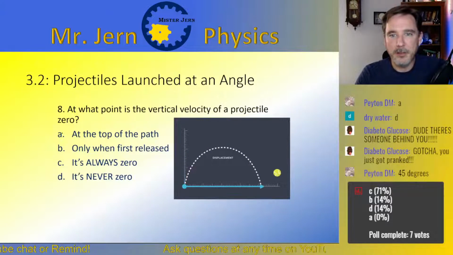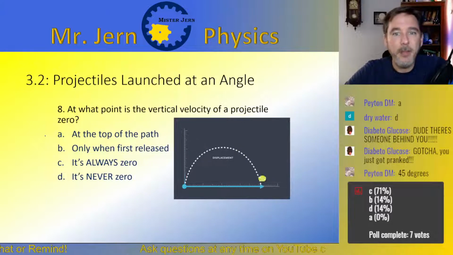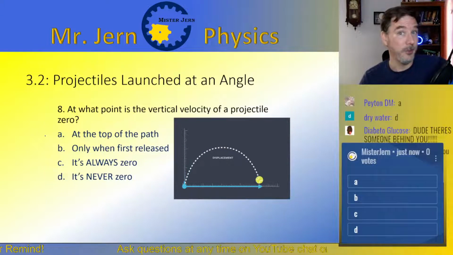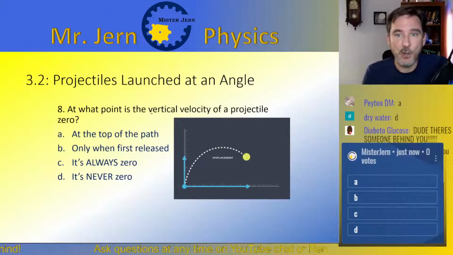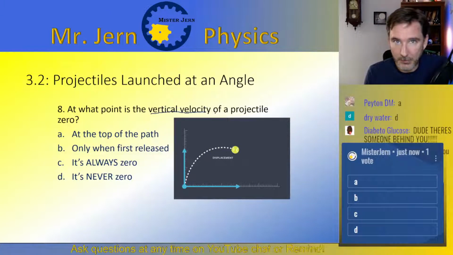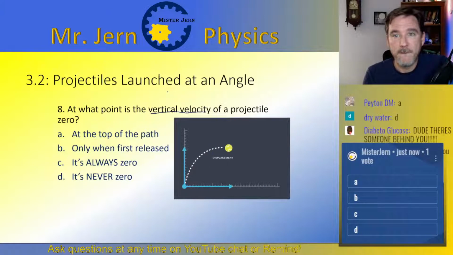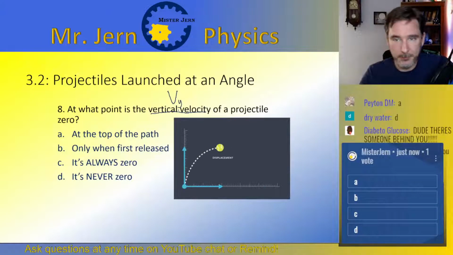So at what point is the vertical velocity of a projectile 0? A, at the top of the path. B, only when it's first released. C, it's always 0. Or D, it's never 0. Vertical velocity this time. Don't overthink it. What is vertical velocity? V, Y, right?